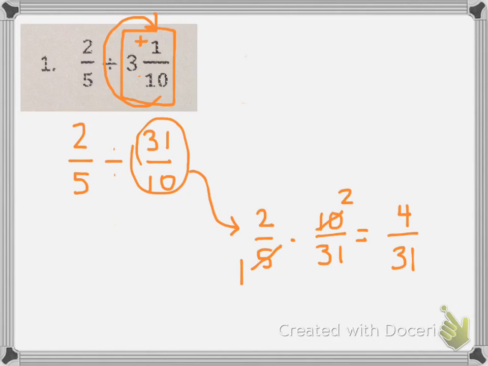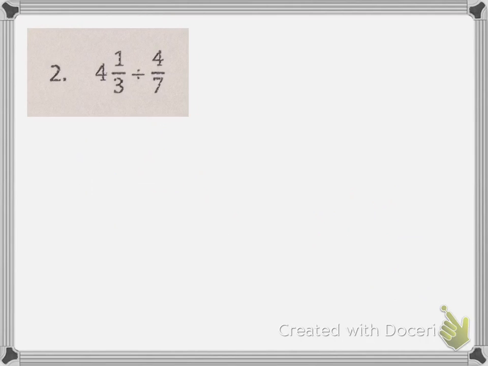Wow, that's not the same at all as my division by a mixed number. So I did something wrong. Division by a mixed number is a problem. I wouldn't try it. Change your mixed number into an improper fraction and then follow the algorithm. The answer to this question is 4/31. Okay, let's try another one.